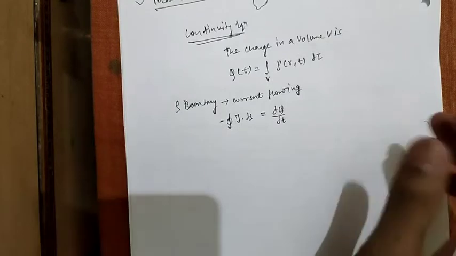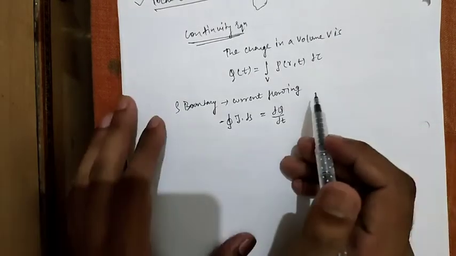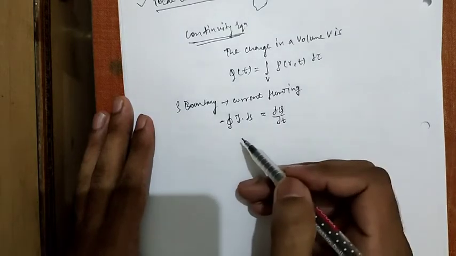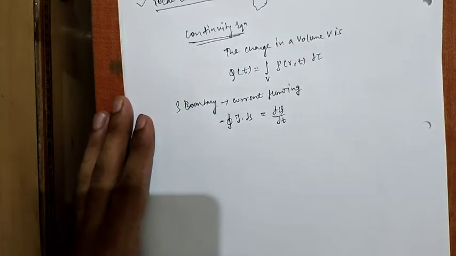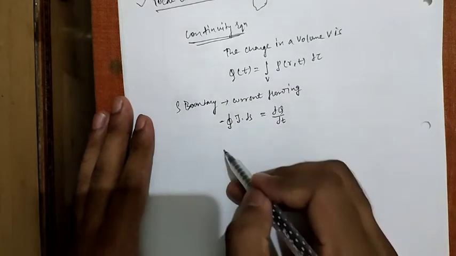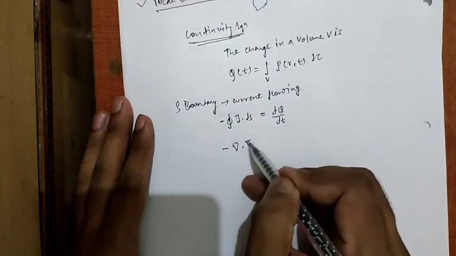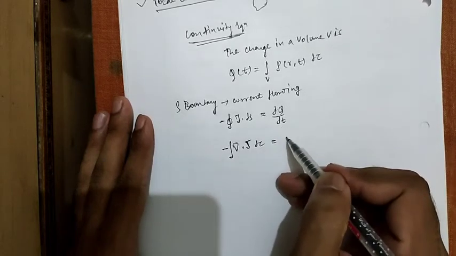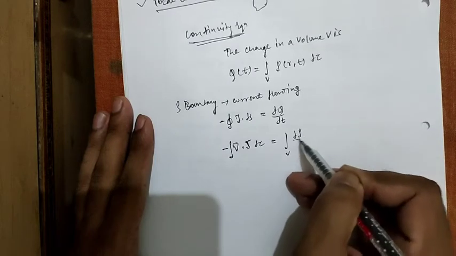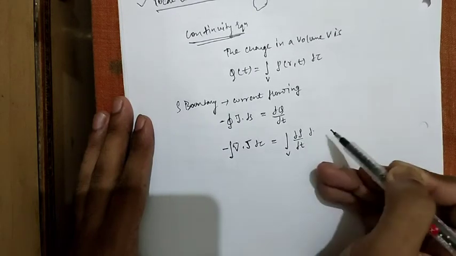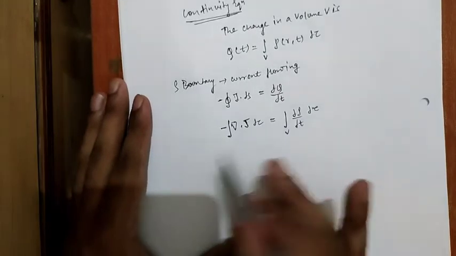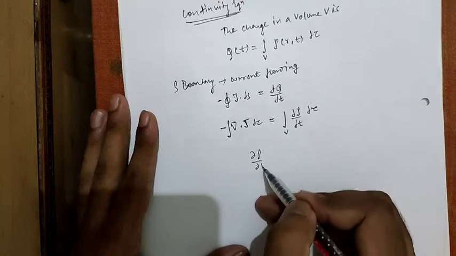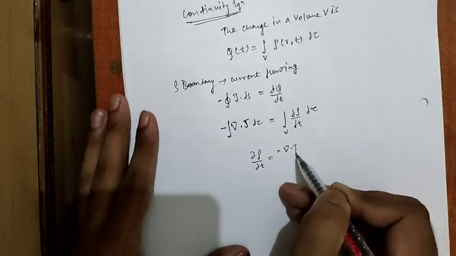Now substituting the value of charge from the above equation into this, and changing this by the divergence theorem, we will end up with the integral of del dot J d tau and dQ by dt, the integral of d rho by dt d tau. And on comparing both sides over the volume, d rho by dt is equal to minus del dot J.